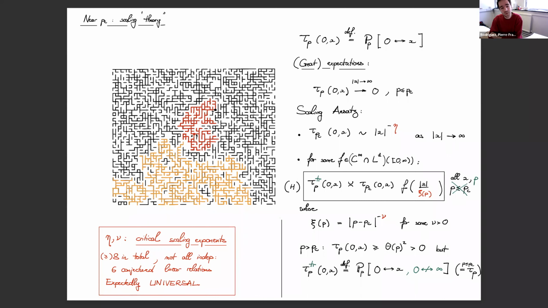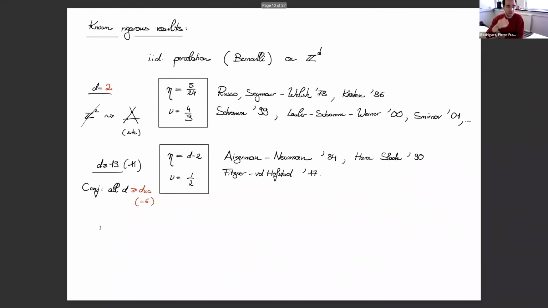What this means is that the local rule by which you define your percolation model, by which you declare how to open or close edges, should not influence the value of these exponents, as long as you do not change the local rules too much. This defines what people like to call universality classes. Okay, so for percolation, here are some known results. This is really about independent percolation on Z^d, where you declare independently at every vertex or bond to be open or not.